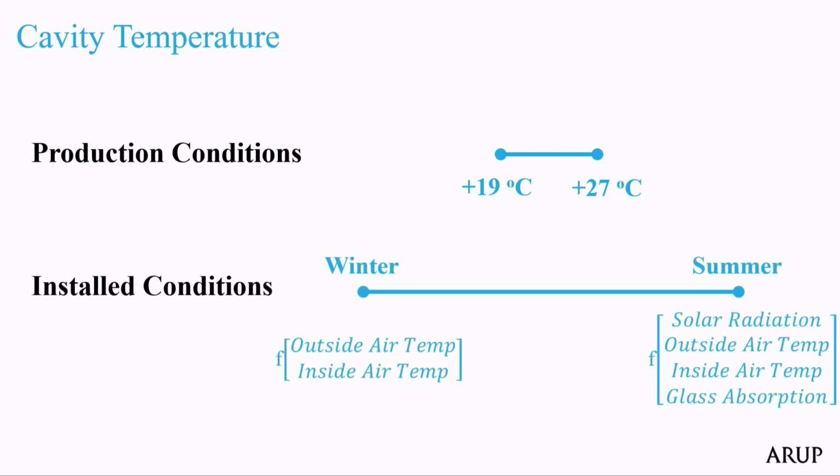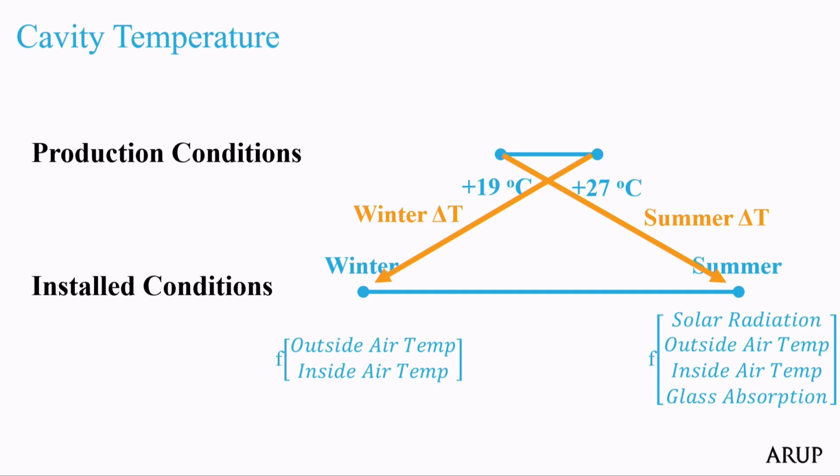The way we consider temperature is by looking at the production conditions, and the DIN defines these as a range between plus 19 degrees and 27 degrees Celsius. And then we need to consider what the temperature is in the cavity when it's installed. The winter condition considers purely outside and inside air temperatures. And in summer, it adds in an element of solar radiation as well, and glass absorption.